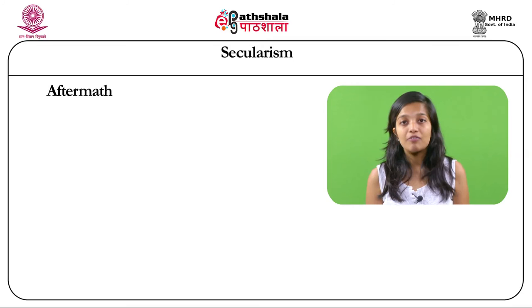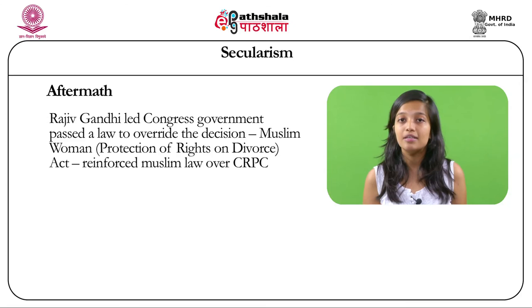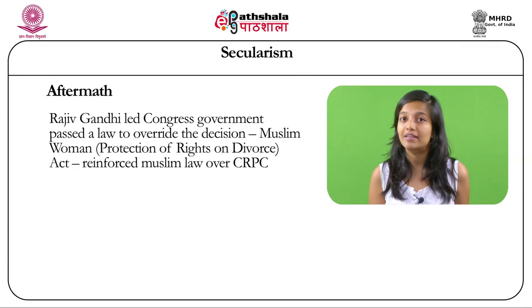The Congress government at that time, led by Rajiv Gandhi, passed a law to override the effect of the Shah Bano decision. This was done under the Muslim Women Protection of Rights on Divorce Act. What this act did was that it reinforced the position existing in Muslim law over the principles that existed in the secular CRPC, or the Code of Criminal Procedure. The rationale for this was religious freedom, and that individuals who have religious affiliations should be allowed to have their personal matters governed by their religious laws.